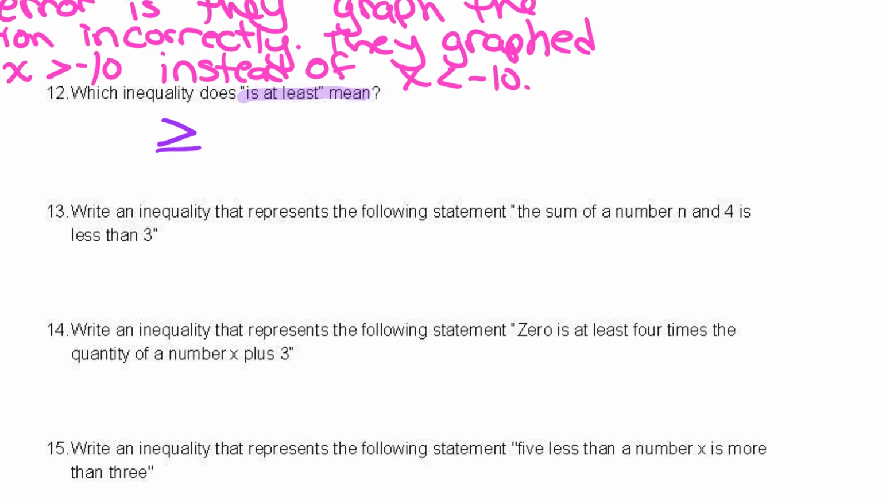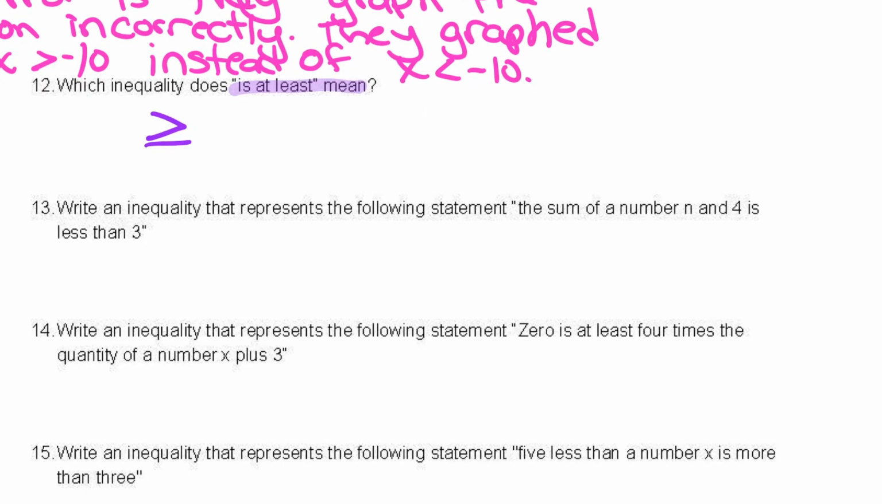Okay? Question 13 is, write an inequality that represents the following statement. The sum of a number n and 4 is less than 3. So we've got the sum. The sum means add. Okay? So we're going to add a number n and 4. So n plus 4. And then we have it is less than. So we're going to write the less than 3. So that's how we write that statement.